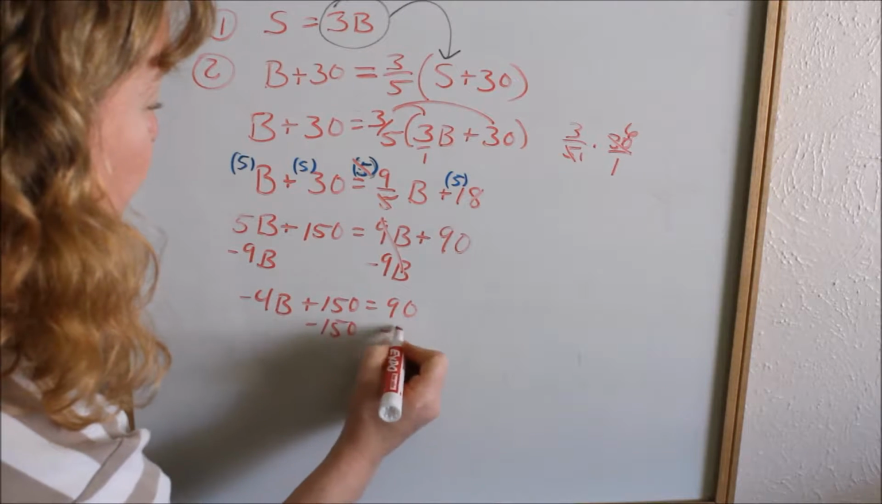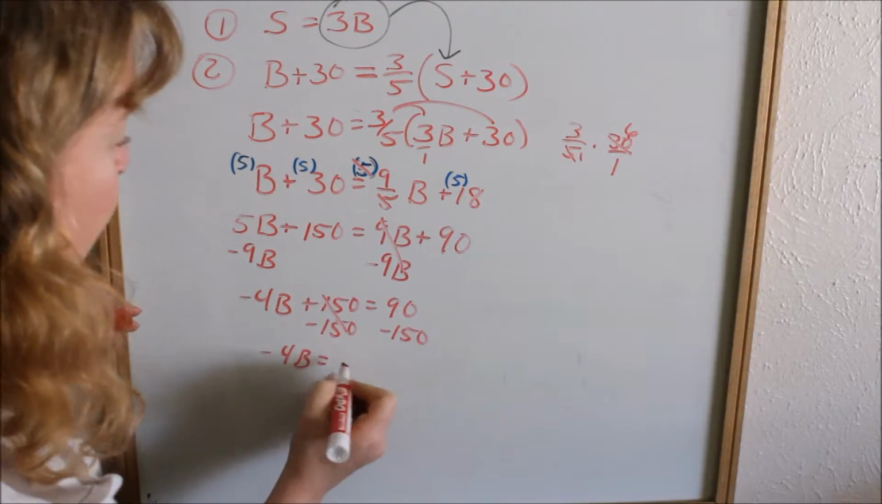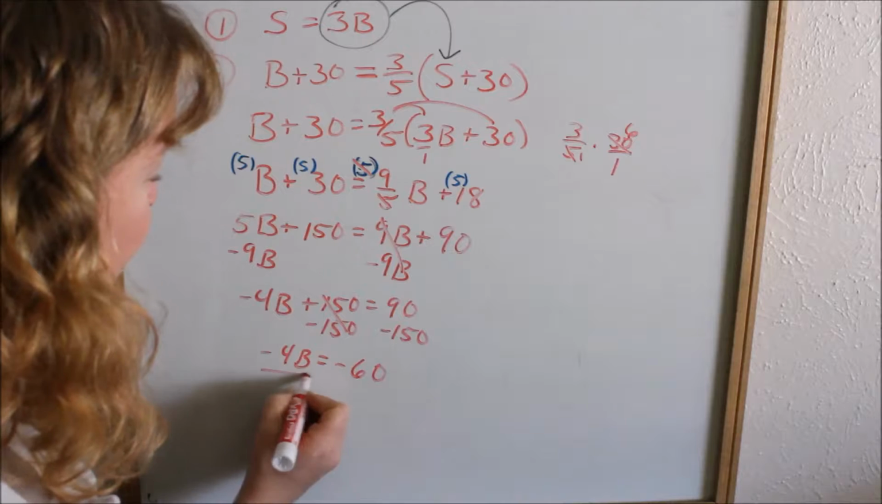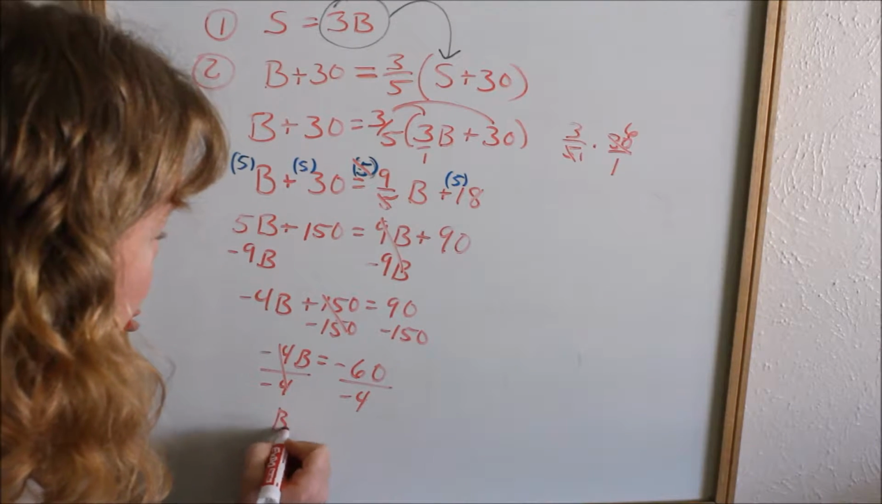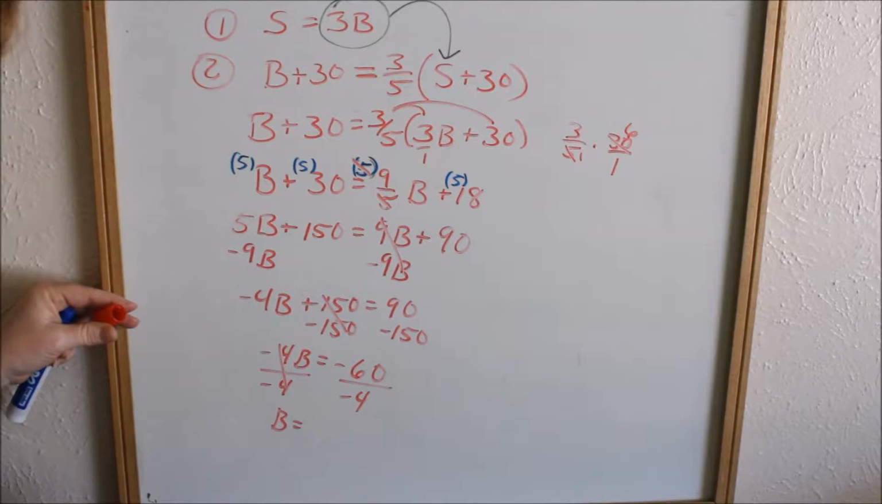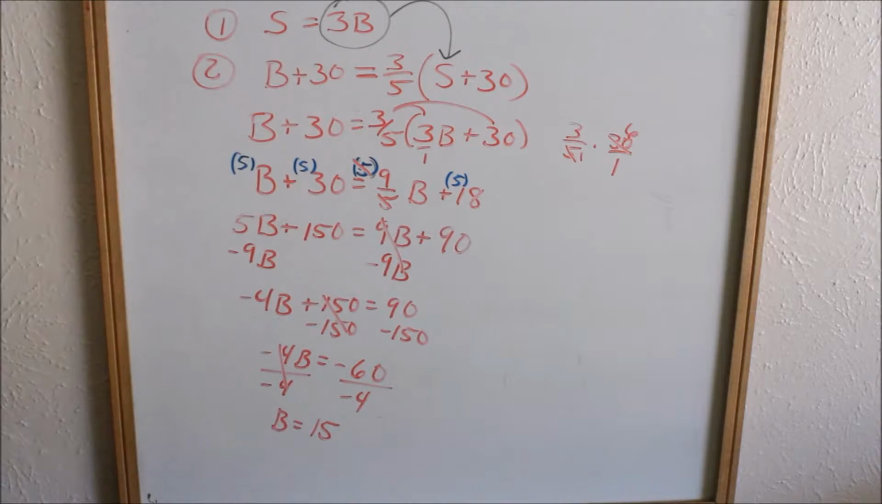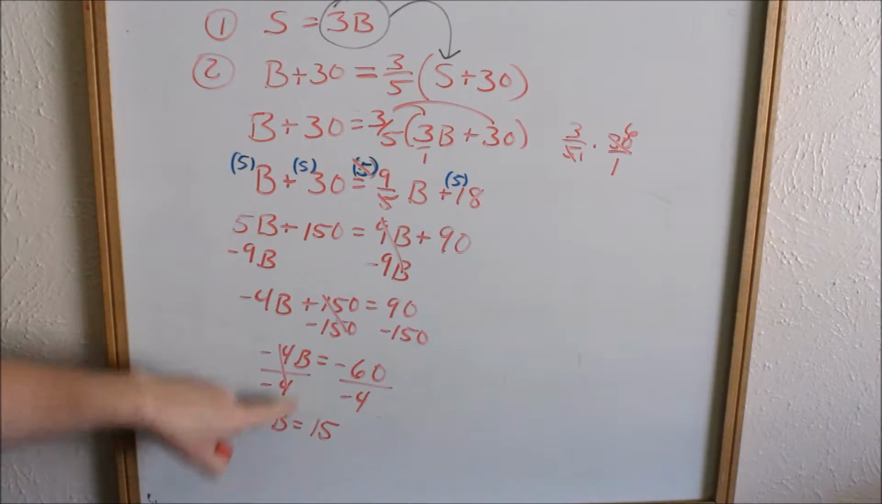Subtract my 150 over. Keep up with your signs. And this would be negative 60. Divide both sides by a negative. So b equals, a negative divided by a negative is a positive, and 60 divided by 4 is 15. So we have to ask ourselves, what did b represent? Go back to your chart.